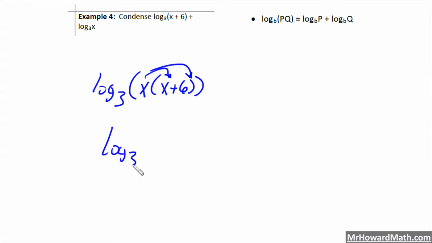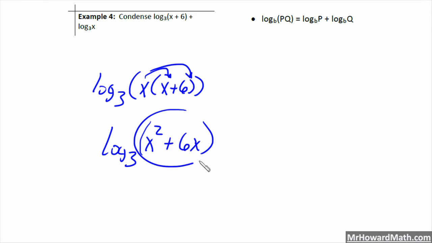So log base 3 of x squared plus 6x. And we put that all in parentheses so that it shows that the argument of this logarithm is this whole quantity. It's not log base 3 of x squared and then a plus 6x out to the side.